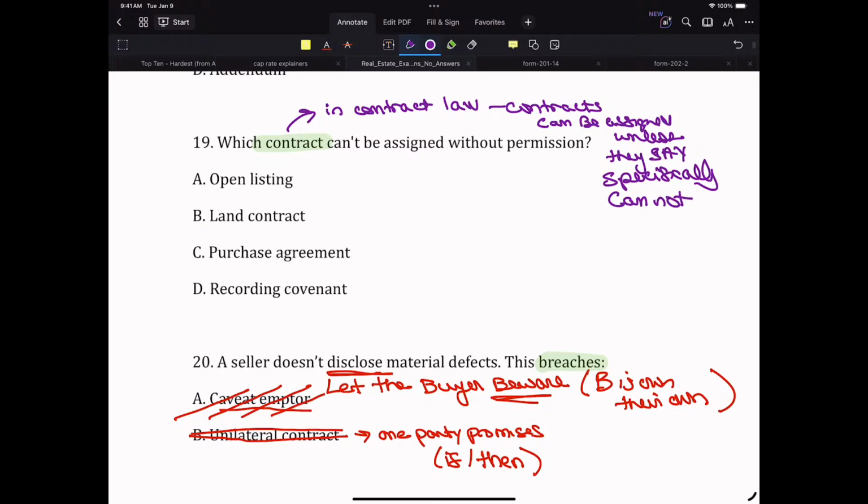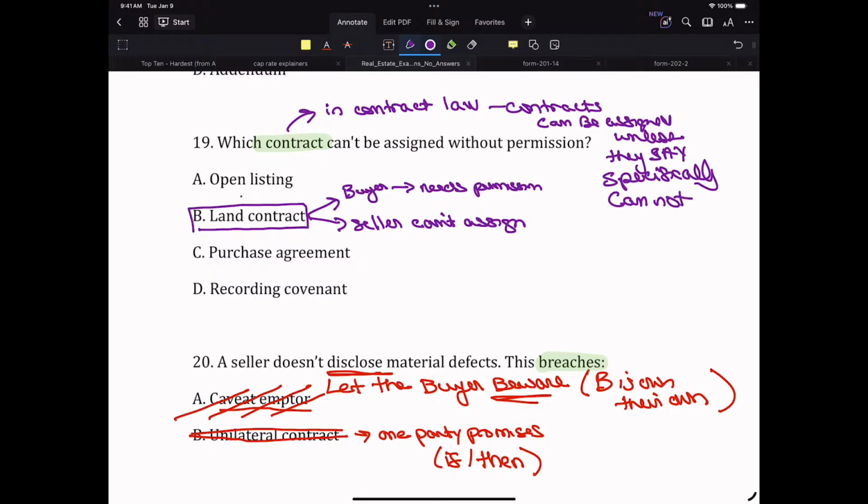I feel like an installment land contract wouldn't be able to be assigned because who would be doing the assigning? You've got the buyer, and the buyer would need permission from the seller in order to say, hey, they trust the new buyer to buy. And the seller can't assign. So I like land contract. Open listings, I mean, I don't see why you couldn't.